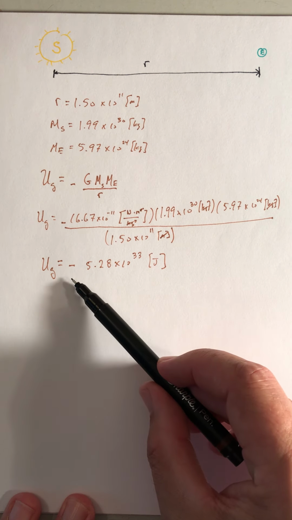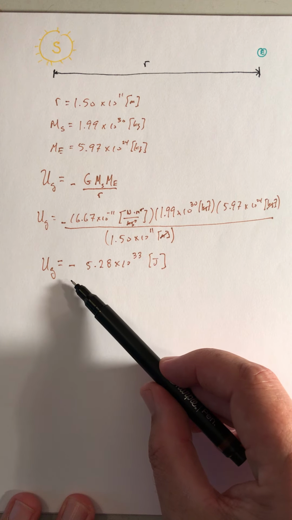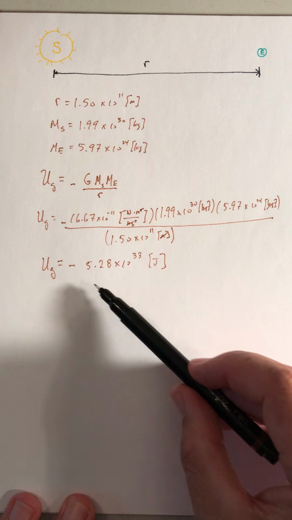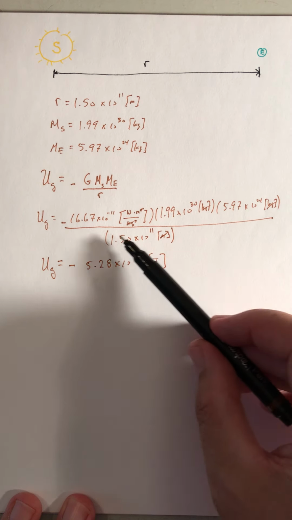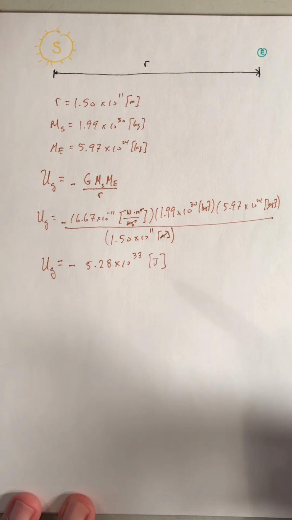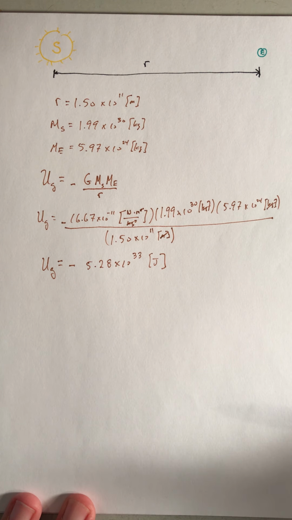So the negative sign is telling you that it's bound up in the interaction, and then how big this value is telling you essentially how much energy is currently stored in that gravitational interaction.